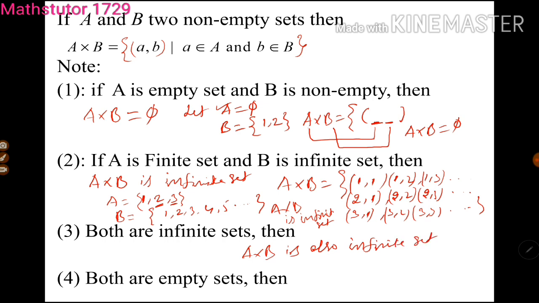If both are empty sets, then what happens? A cross B is also empty, because there are no elements in A and B to write the ordered pairs. So it is also the empty set.